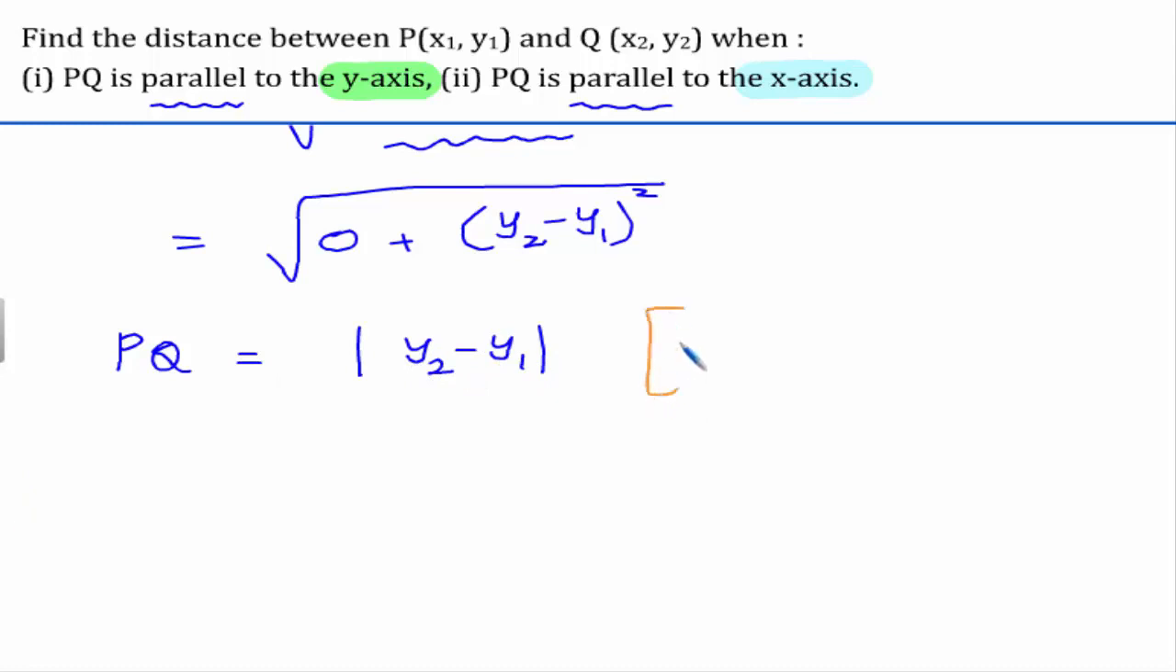We know that modulus x. Why are we writing here modulus? Because square root of x square is modulus x for all x belongs to R.